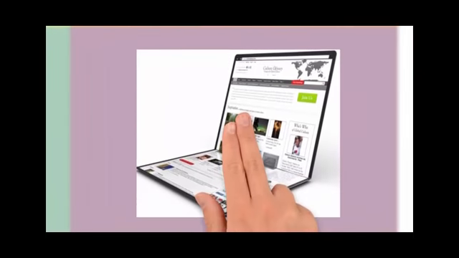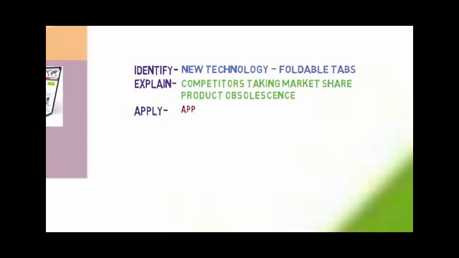For threats, these are still external to the company. We will talk about new technologies by competitors, such as foldable tablets, that is the identify. Competitors could get ahead of Apple, that's the explain. Apple could therefore lose sales by falling behind in technology, that would be the apply.